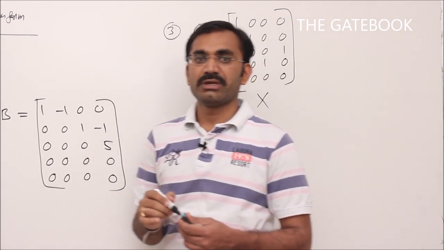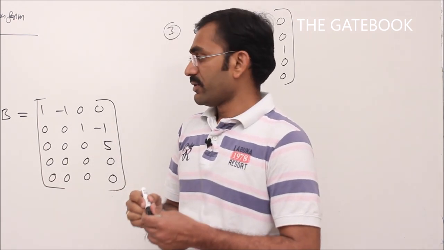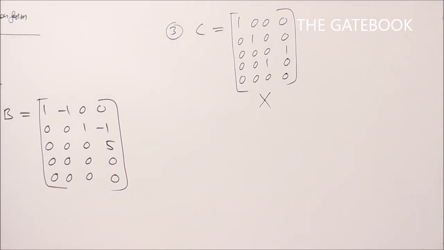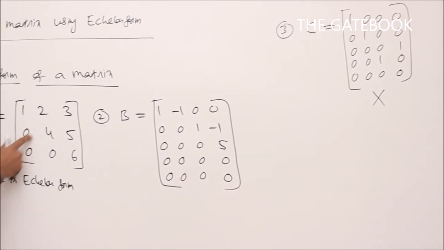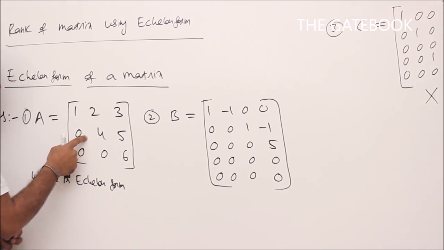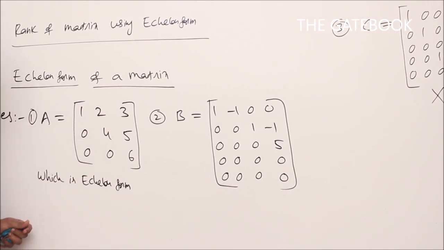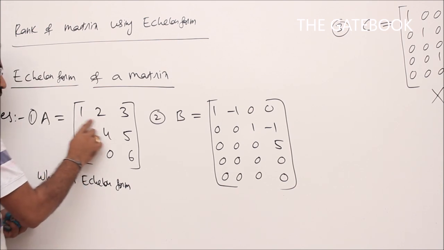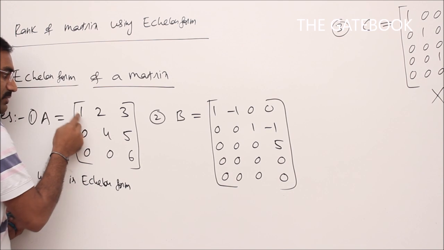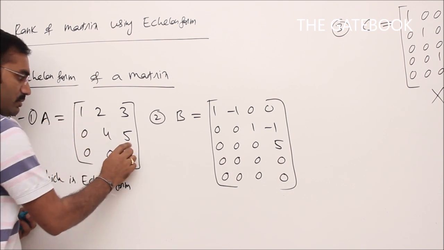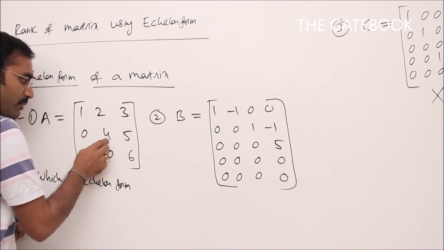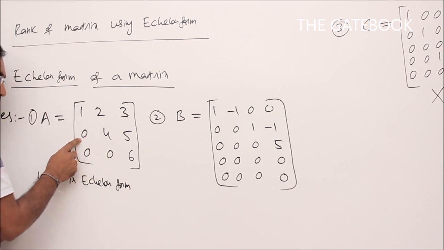A matrix is said to be in echelon form if the number of zeros before the first non-zero element in each row increases with row number. What I am saying, first condition is the number of zeros before the first non-zero element in each row increases with row number. See here, first row, this is the first non-zero element, before that no zeros. Second row, this is the first non-zero element, before that there is only one zero. So the number of zeros is increasing.